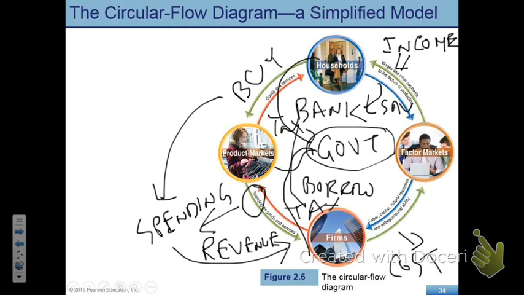Our government can buy stuff from the product market just like consumers or households. Our government can make transfer payments to households, like unemployment benefit payments, like Medicare. Our government can make payments to firms, like paying a subsidy. Government is everywhere in this circular flow diagram. So without having government, this model is incomplete. But that's fine.